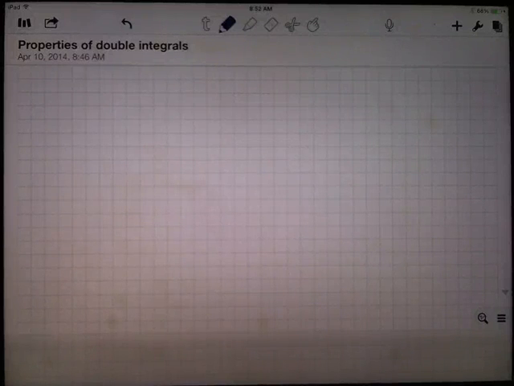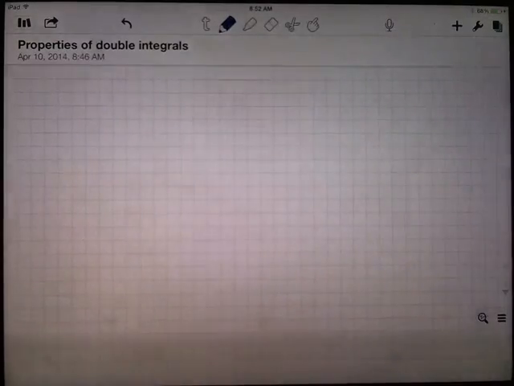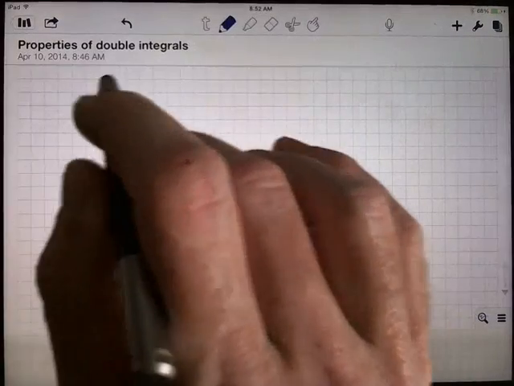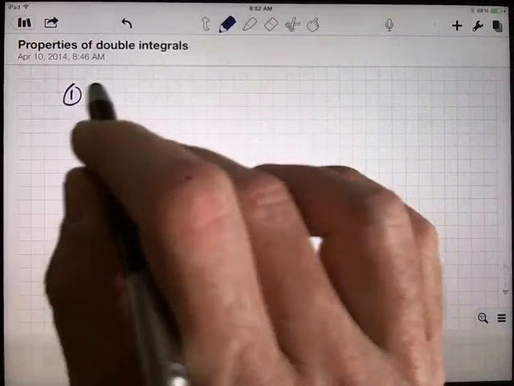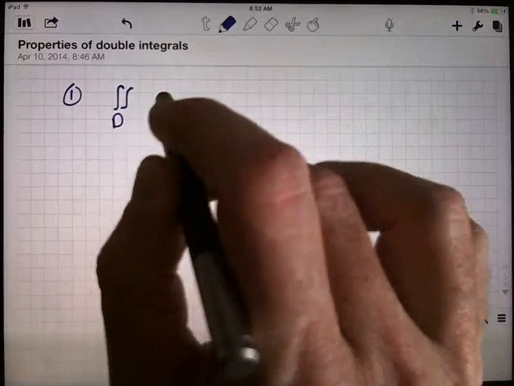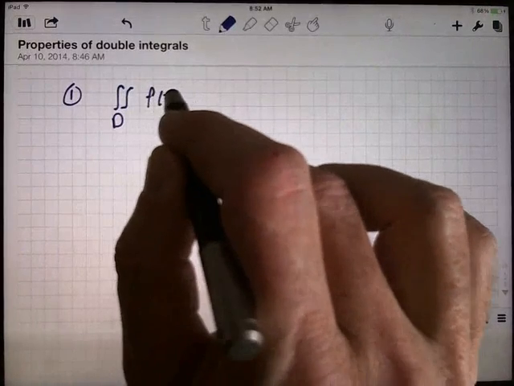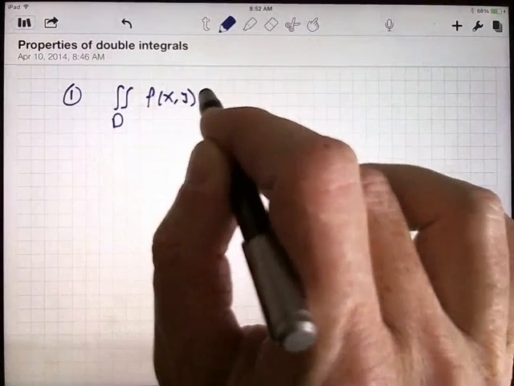I want to take a quick look at some properties of double integrals. I don't think you'll be surprised by these properties, but anyway, the properties are true nonetheless. Here we go. Here's my first property, the double integral over a region D of a sum of two functions.